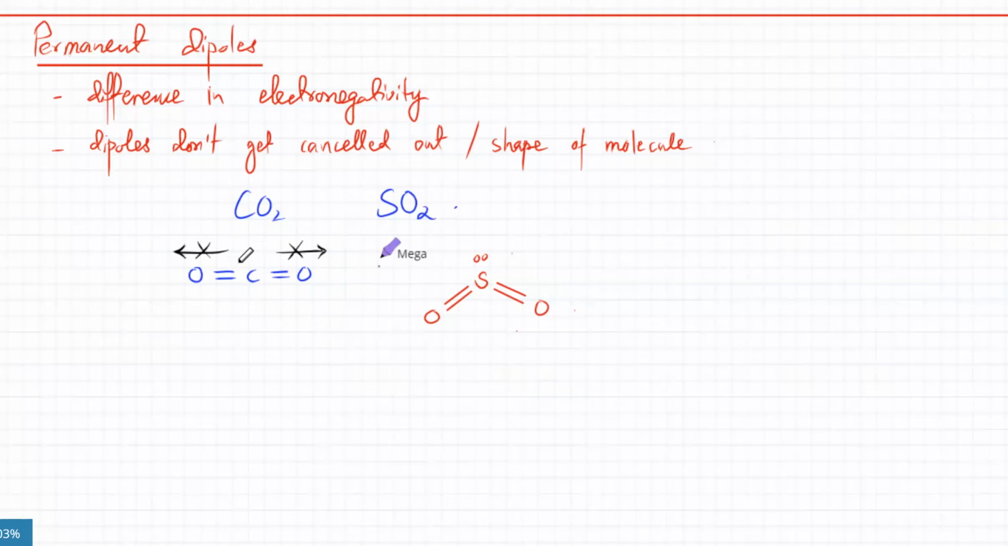You can think of 2 people fighting over something. One of them is pulling it to the right side, the other is pulling it to the left side. So the thing would remain right in the center. It's not going to go anywhere. And the dipoles are going to get cancelled out. So this molecule is not going to be polar. The electrons would remain evenly distributed and right in the middle. They're not going to shift to the right or to the left.